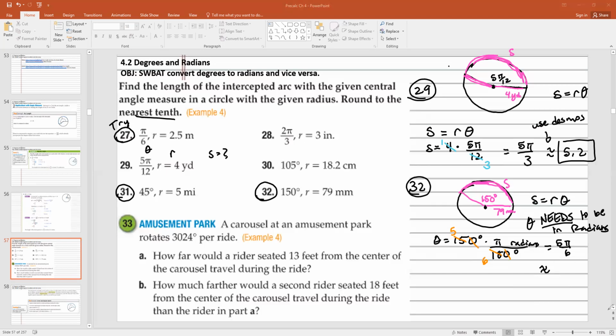Go to desmos.com/scientific and do 5 pi divided by 6, which gives us 2.61, so 2.6. And I forgot to put the units. The last one was yards. This one, 2.6 millimeters, because this is a length. Whatever the lengths are here, that's the same units. Okay, so that's 32.